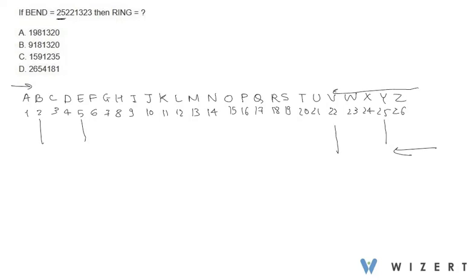And yes, it's correct. So that means N, which is 14th from left, will have the ranking of 14th from right. So that is 13. And yes, that is also correct.